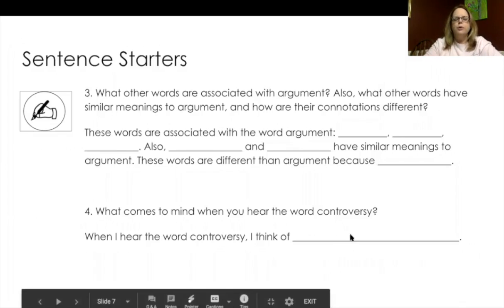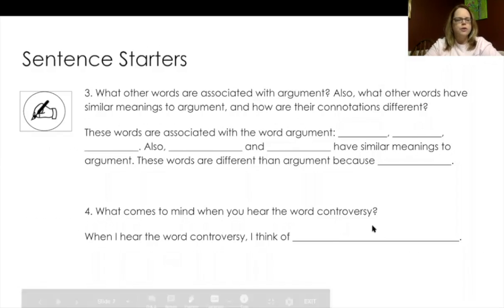What comes to mind when you hear the word controversy? Well, when I hear the word controversy, I think of a two-sided debate, okay? You've got to have two sides, okay? You may have had some different things in there. If you did, that's fine.